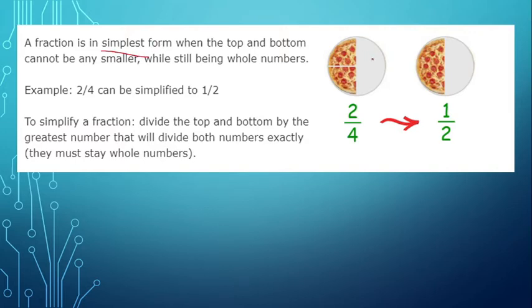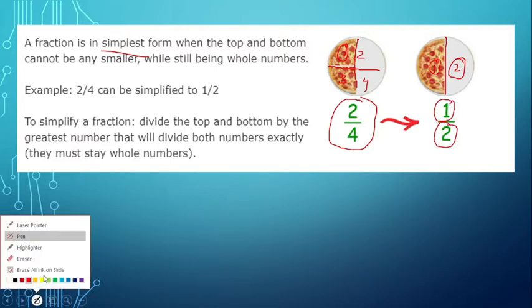Here we have a pizza, and here we have four pieces. One, two, three, four pieces. And out of 4 we have 2, so 2 out of 4. And in the second figure we have 2 pieces, and out of 2 pieces we have 1, so 1 by 2. Both are the same, right?